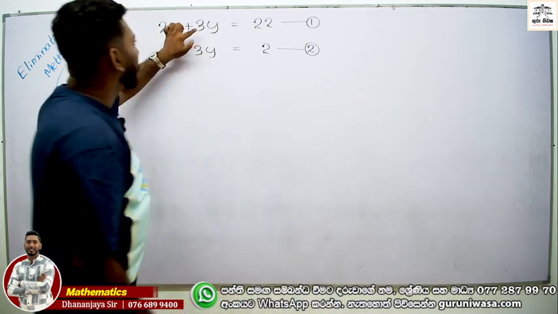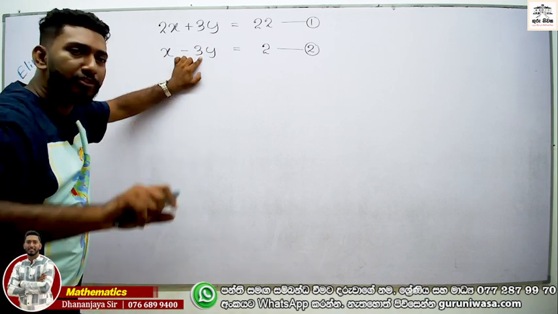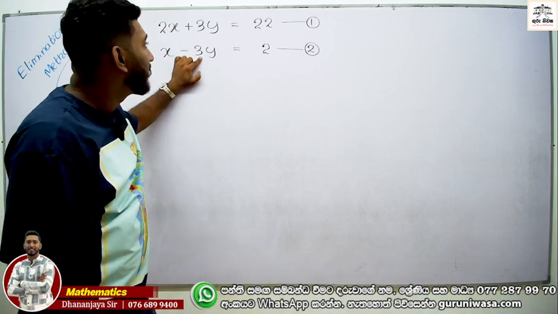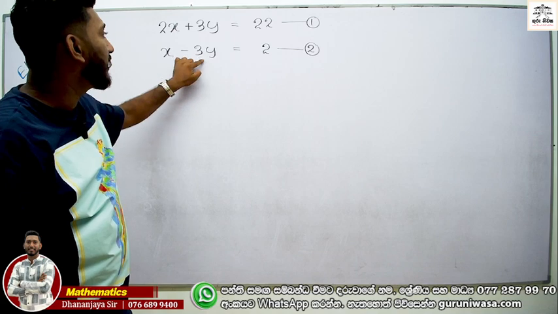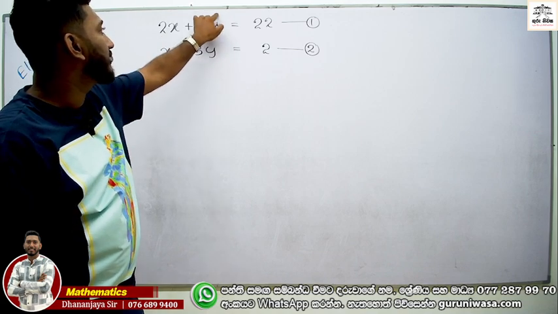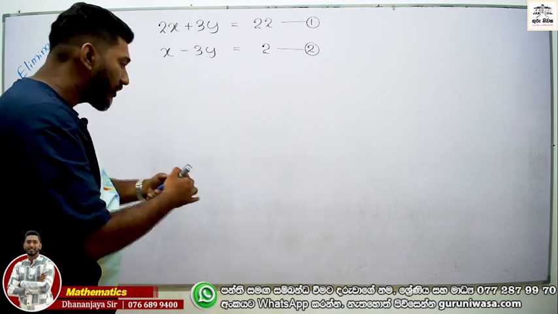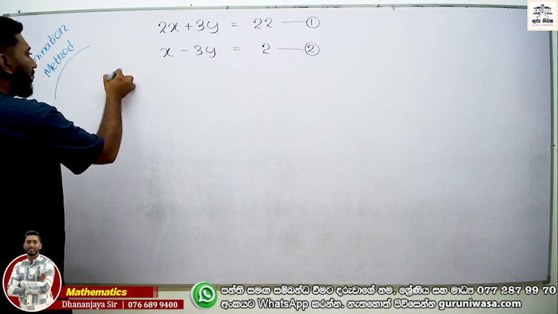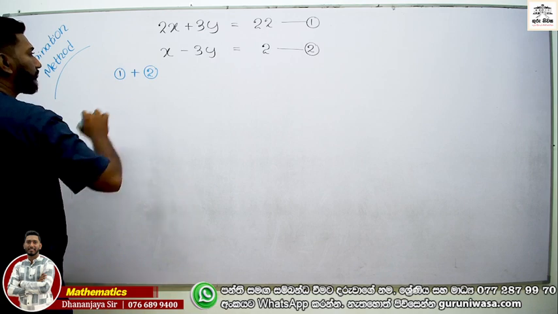Now, this is the 3y and this is also 3y. Now, step number 2, we are looking for the signs. This one is a plus 3y. This one is a minus 3y. They are different. Different signs we are gonna add. Now, I am going to write equation number 1 plus equation number 2.